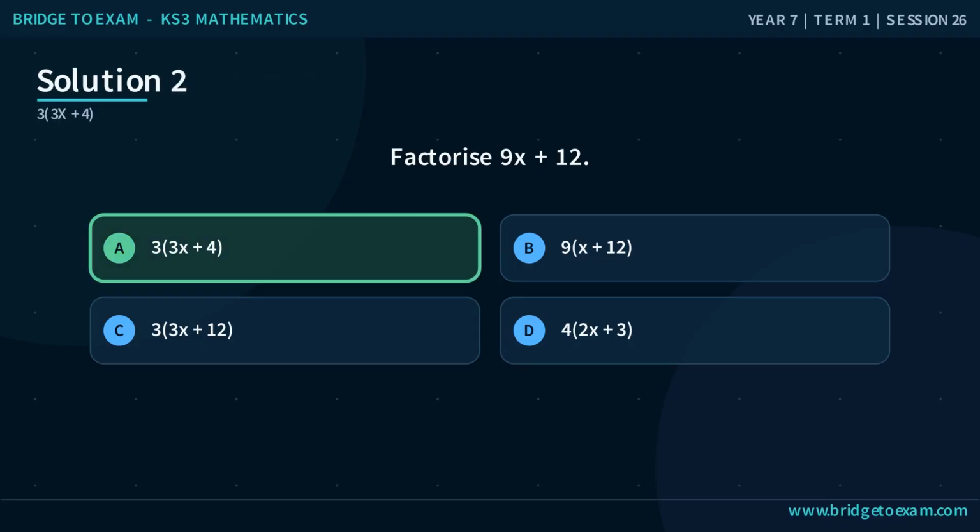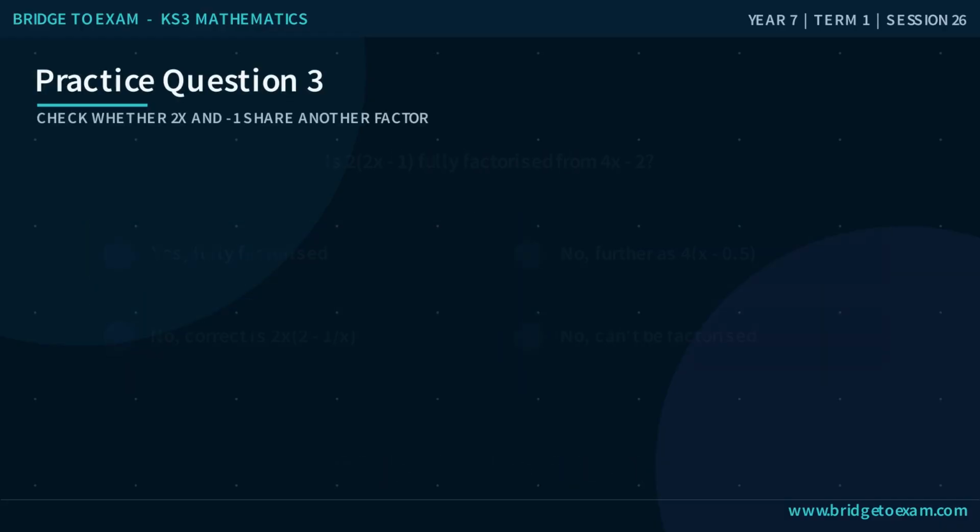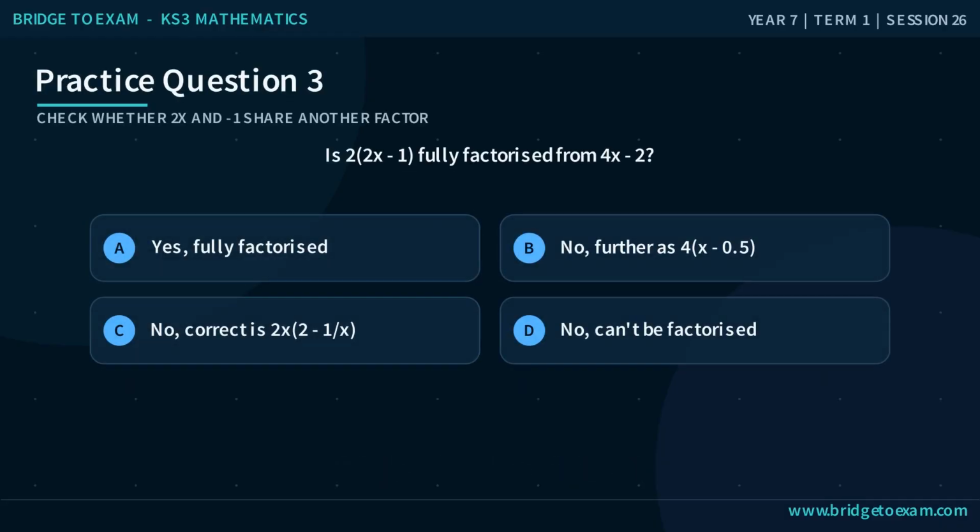Option A is correct. The HCF of 9 and 12 is 3. Dividing each term by 3 gives 3x and 4. So 9x plus 12 equals 3 times the quantity 3x plus 4. Practice question 3. 4x minus 2 is factorized as 2 times the quantity 2x minus 1. Has this been fully factorized?